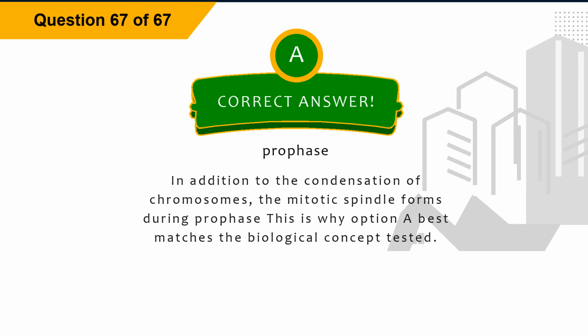Explanation: in addition to the condensation of chromosomes, the mitotic spindle forms during prophase. This is why option A best matches the biological concept tested.